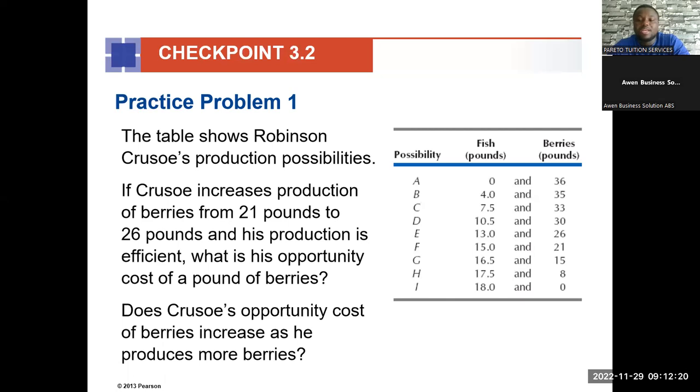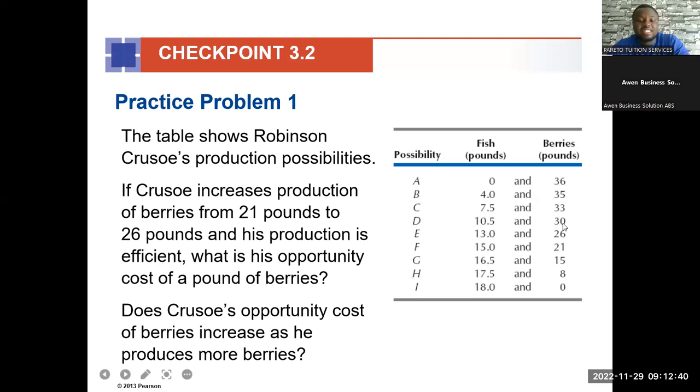Okay. Now, when we increase it from 26 to 30, the production of fish will decrease from 13 to 10.5. So the decrease there is going to be what? 2.5. Okay, 2.5 pounds of fish. And then the increase in pounds of berries will be what? 4.